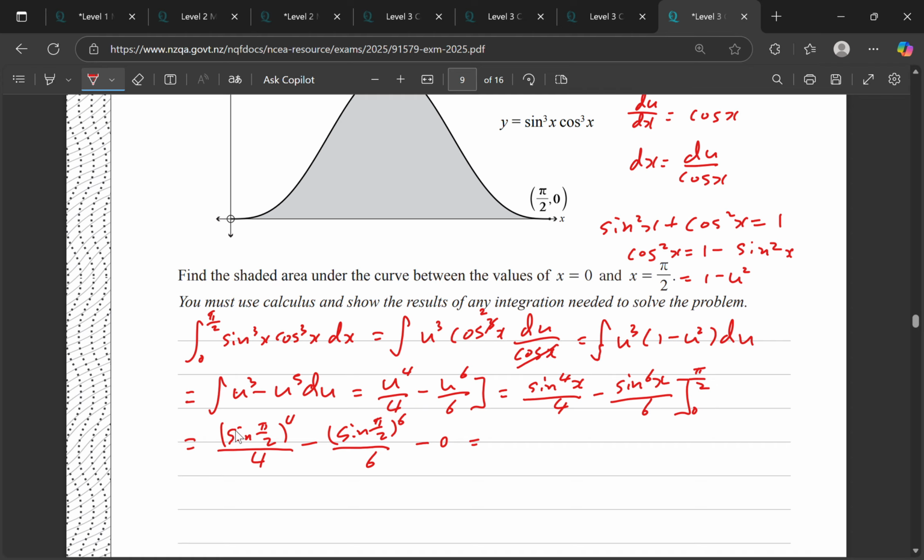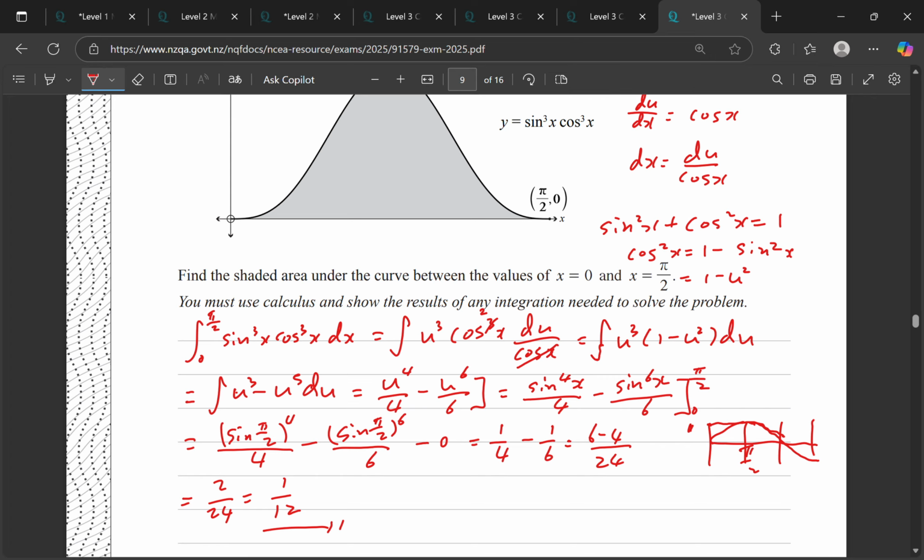As you know, sine of pi over 2 is 1. So that's simply 1 to the power of 4, which is just 1, so a quarter minus 1/6. Which is 6 minus 4 over 24, which is 2 over 24, which is 1/12. That is the answer.